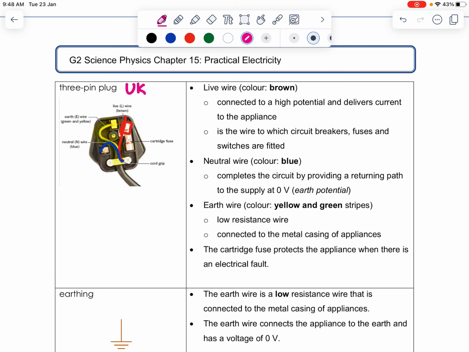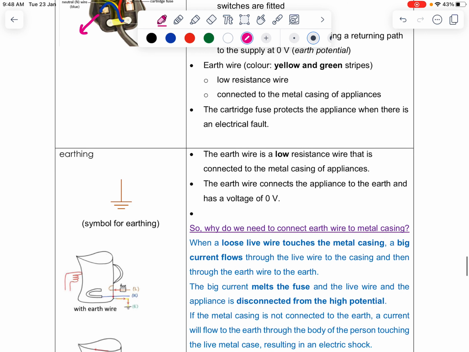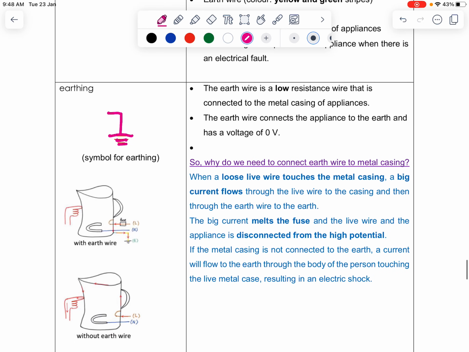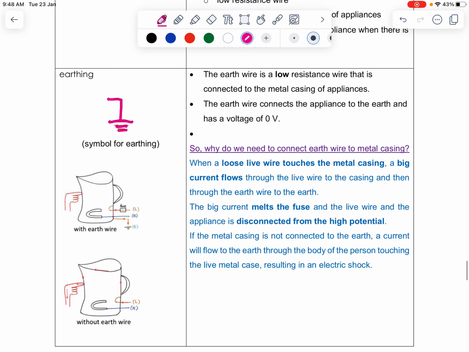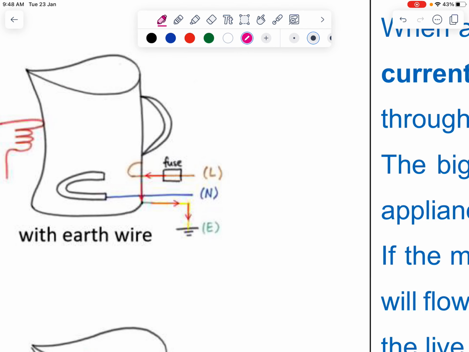So the current flows from the live wire and out of the neutral wire. Earthing, this is the symbol. The earth wire is a low resistance wire that is connected to the metal casing. The metal casing, you can zoom in, you can see that the earth is connected to this metal casing.